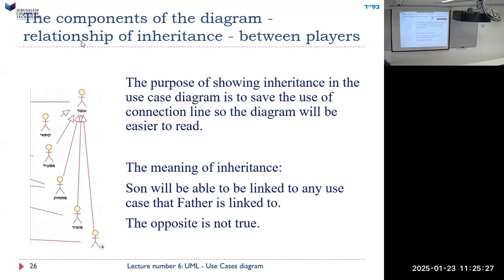The meaning of inheritance: the son will be able to be linked to any use case that the father is linked to. So anything that the employee can do, the worker can do, then also the teller and operator and these other ones, the secretary, they all can do whatever this one can do. So the children can do what the parent can do, but the parent can't do what the children can do. So that's important.